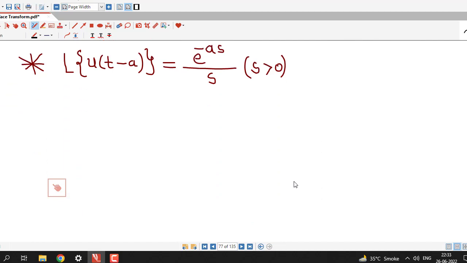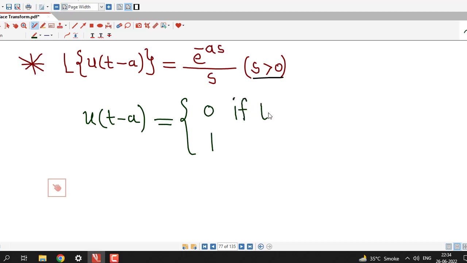Now we prove that Laplace transform of unit step function is e raised to minus a into s divided by s, where s is positive. So we try to prove this formula by the definition of Laplace transform. Before that, we just write down the definition of unit step function. U of t minus a has values 0 and 1. Value of function is 0 if t is less than a, and 1 if t is greater than or equal to a.